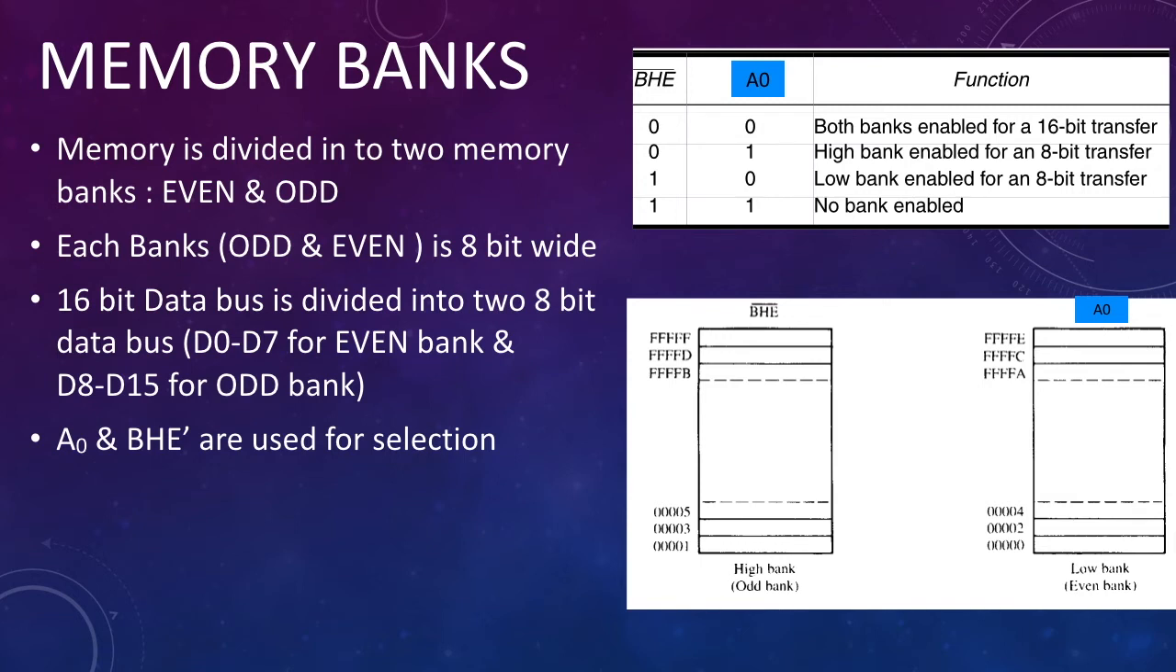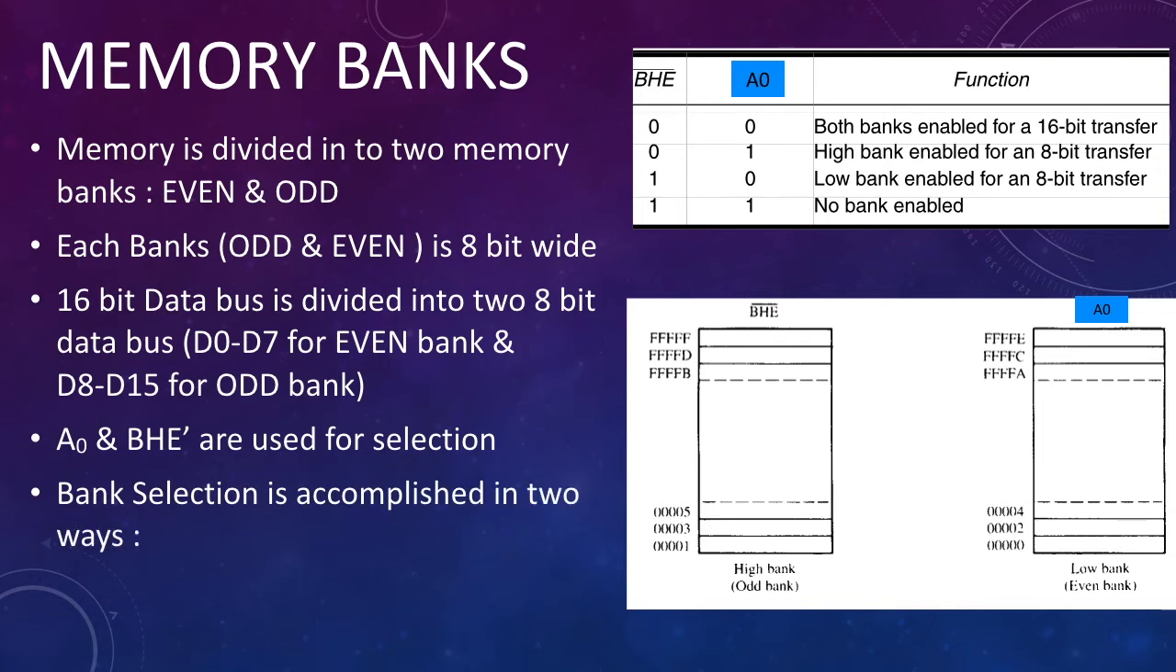When both BHE bar and A0 are low, both banks are selected, that is data will be transferred on all 16 bits, and the data will be written on both the memories, odd bank as well as even bank. When BHE bar is low and A0 is high, only odd bank data is available, that is data is transferred on higher order data lines D8 to D15. When BHE bar is high and A0 is low, then the data is transferred on lower order data lines, that is D0 to D7.